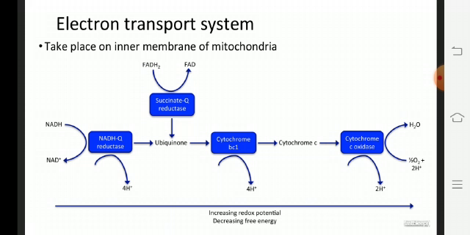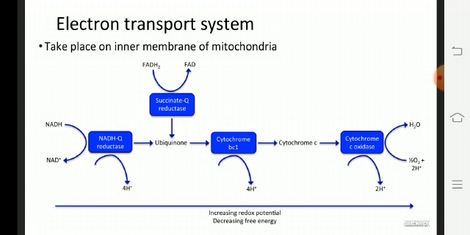Now there are a number of cytochromes: cytochrome b, c1, then cytochrome c, cytochrome a, cytochrome a3, and finally the two electrons are accepted by half oxygen. These electrons are accepted by half oxygen and two protons, which results in the formation of a molecule of water.